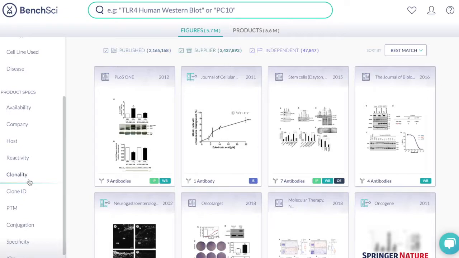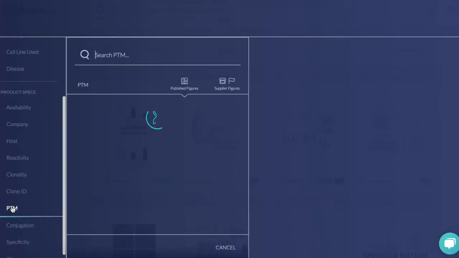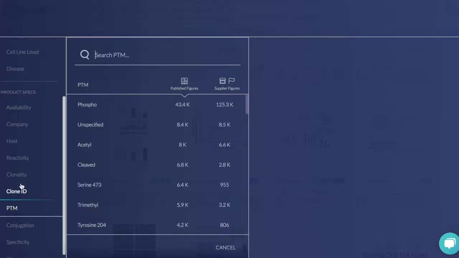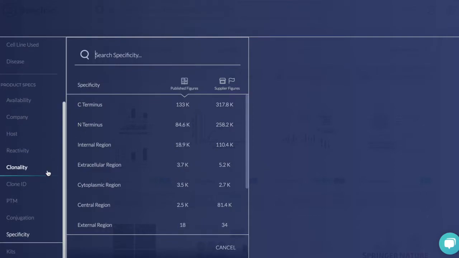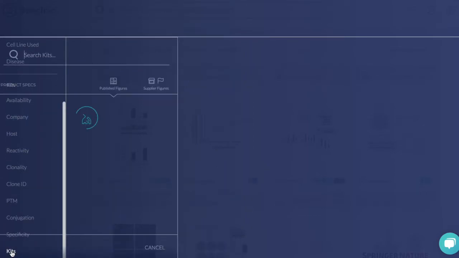You can filter by clonality of the antibody, its clone ID, post-translational modification of the protein target, which includes acetylation, methylation, or even phosphorylation at specific residues, conjugation to a reporter or tag, specificity for a region of the protein such as the C-terminus or N-terminus, and whether the antibody comes as part of a kit, such as an ELISA kit.